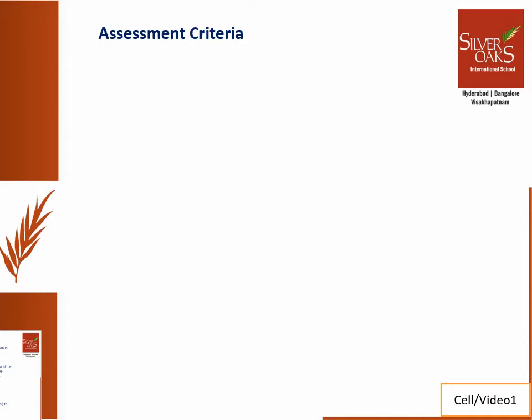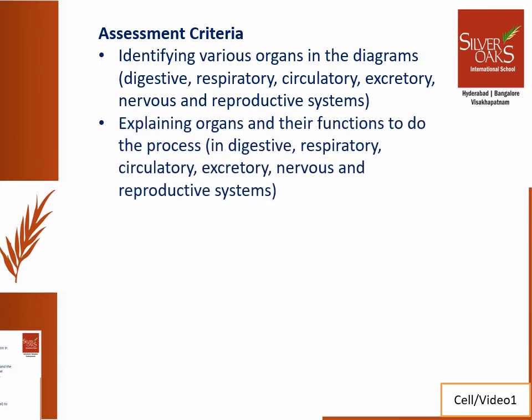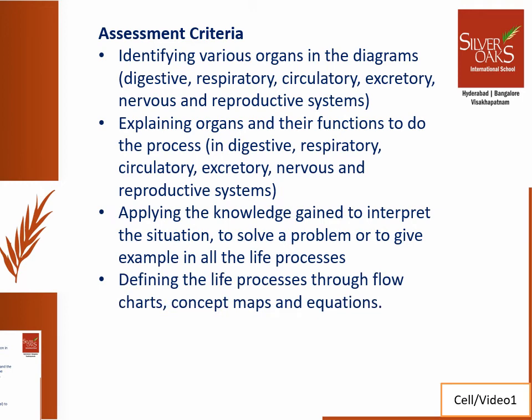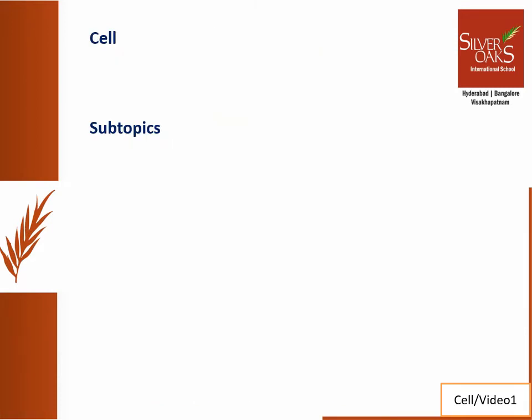The assessment criteria will be identifying various organs in the diagrams, explaining organs and their function to do the process, applying the knowledge to interpret the situation to solve a problem or to give example in all the life processes, defining the life processes through flowcharts, concept maps and equations, differentiate, that is compare and contrast between various life processes in animals as well as plants, and classifying different contraceptive devices. So let's see what all we will study in cell.